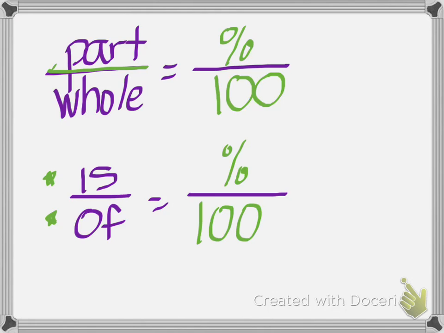So if in the question it says 80%, then we would put the number 80 here. We would not change it to a decimal. We'd leave it as it is, as a percent.